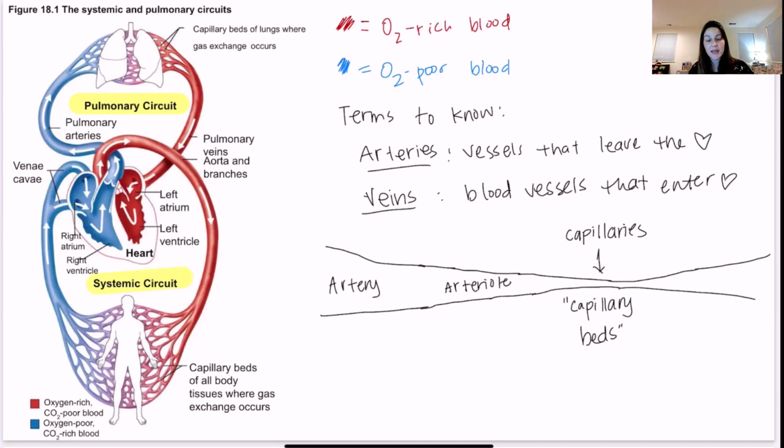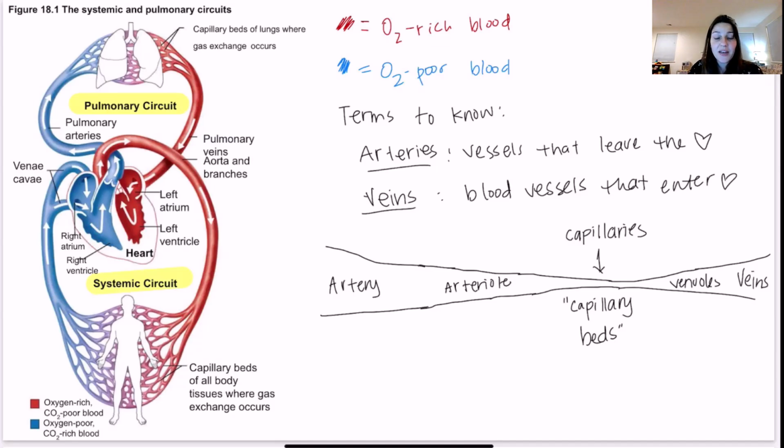But then our vessels get big again because we need to go back to the heart. And so the whole system reverses. We have little veins, venules, and then we have the biggest ones on the returning to heart side, which are called veins. I didn't draw that symmetrically, but you get what I'm saying.